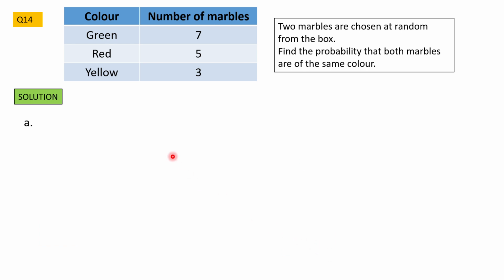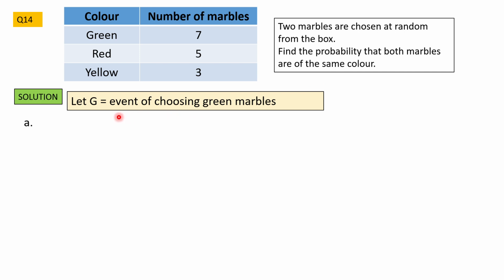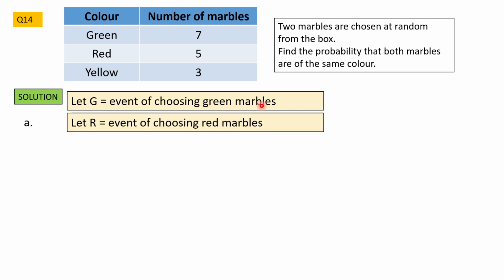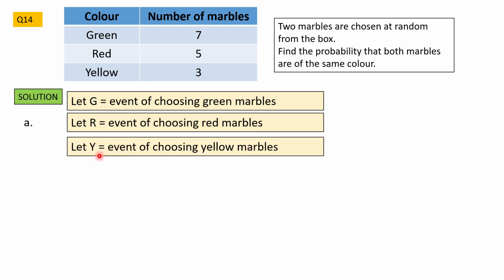Now here you are given a table with color and number of marbles. 2 marbles are chosen at random from the box. Find the probability that both marbles are of the same color. So here first we list out all the possible outcomes, and before that we define the events. So let G be the event of choosing a green marble, R the event of choosing a red marble, Y the event of choosing a yellow marble.